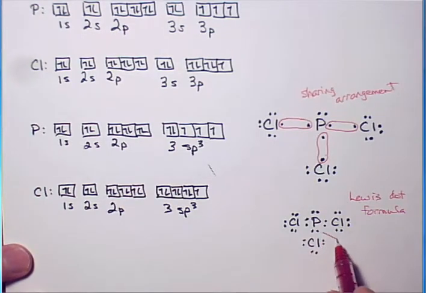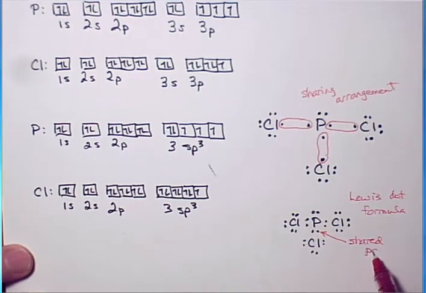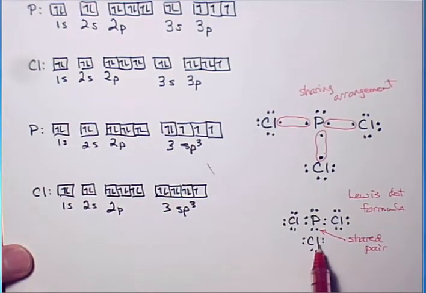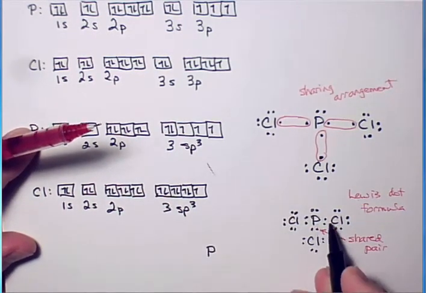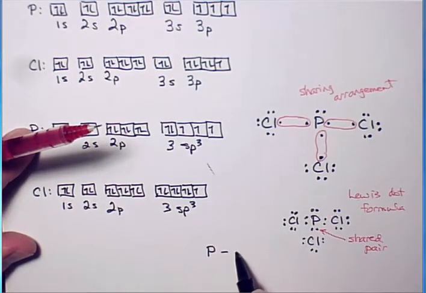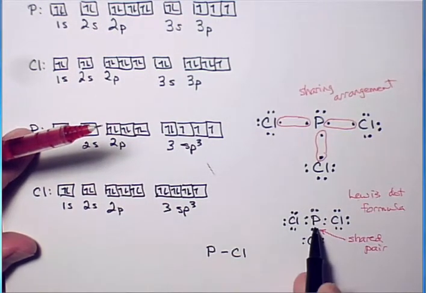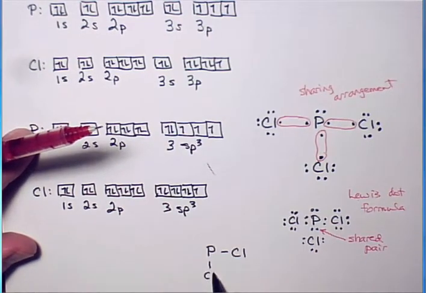So let me tell you what a shared pair is. This right here, it's a shared pair because it's shared between chlorine and phosphorus, okay? And how many shared pairs do we have here in this structure? 3 shared pairs, so we're going to replace 3 of those sets of electrons with lines, okay? So here's phosphorus, and between phosphorus and this chlorine, instead of a double dot, we're going to put a line. And between this phosphorus and this chlorine, instead of a double dot, we get a line. And between this phosphorus and this chlorine, instead of a double dot, we get a line.